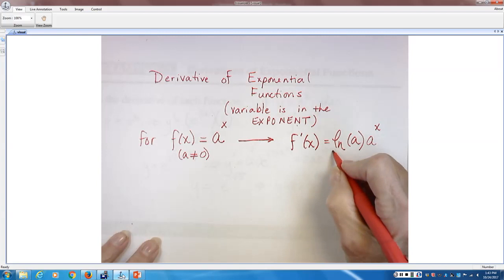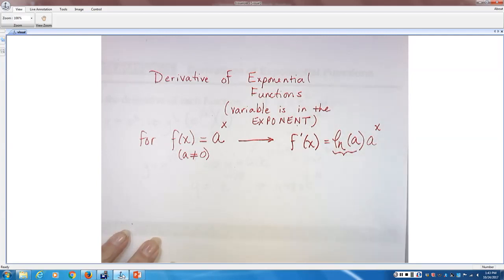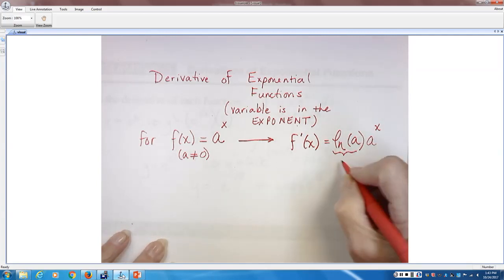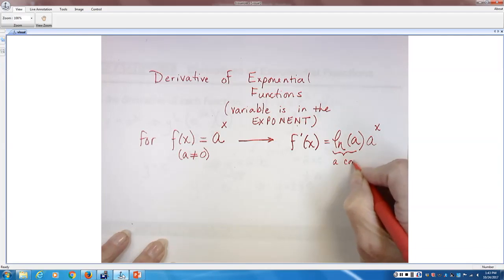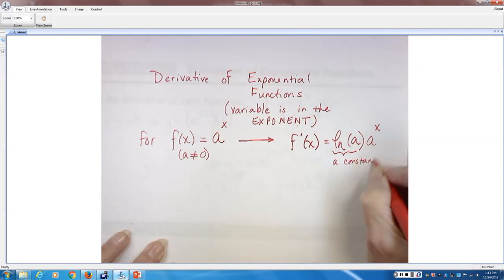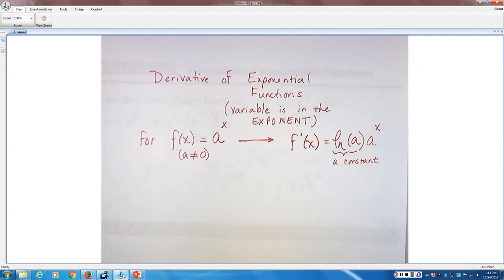And the natural log of a is always just a number, but you can write it as natural log of a. You don't have to actually change it. Just be aware that ln a is a constant. You're taking the natural log of some number, and that's just another number.